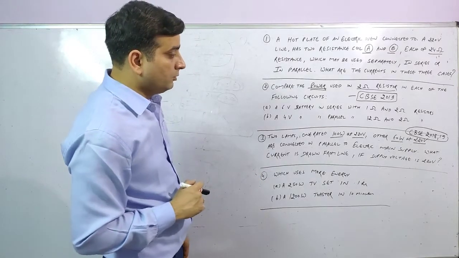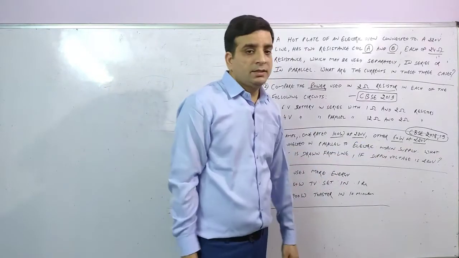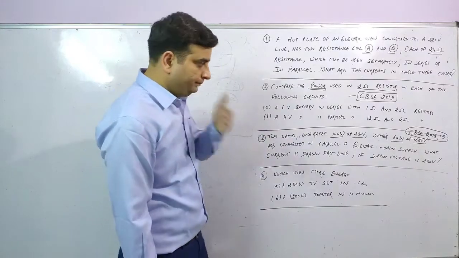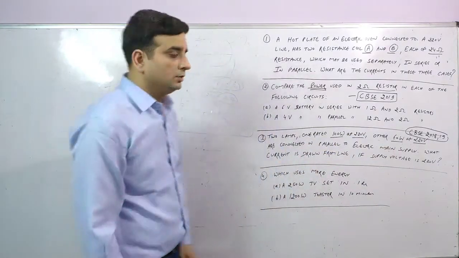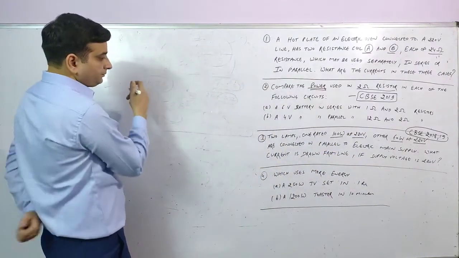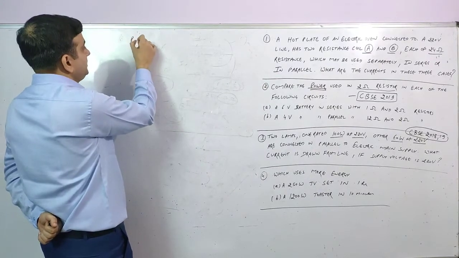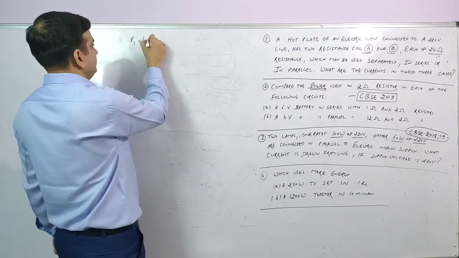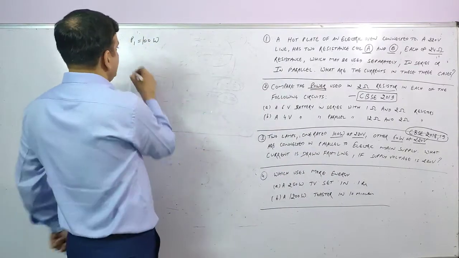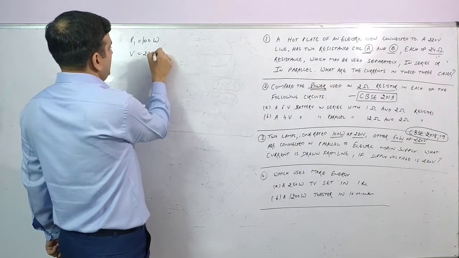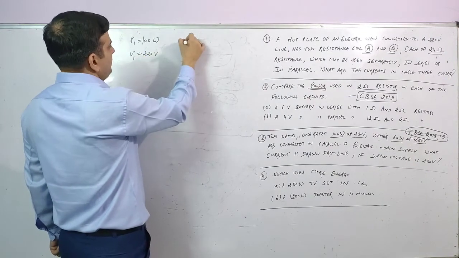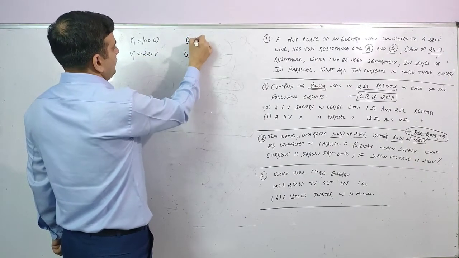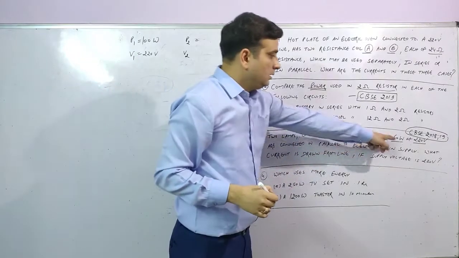What current is drawn from the line if the supply voltage is 220 volt? So we will write what is given. Two lamps. So first lamp is P1, power is given 100 watt and potential is 220 volt. You can write V1, P2, V2, and the second is 60 watt.